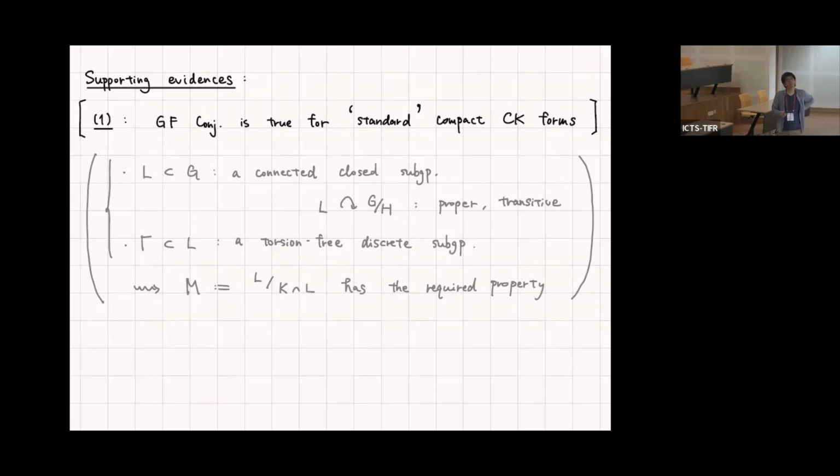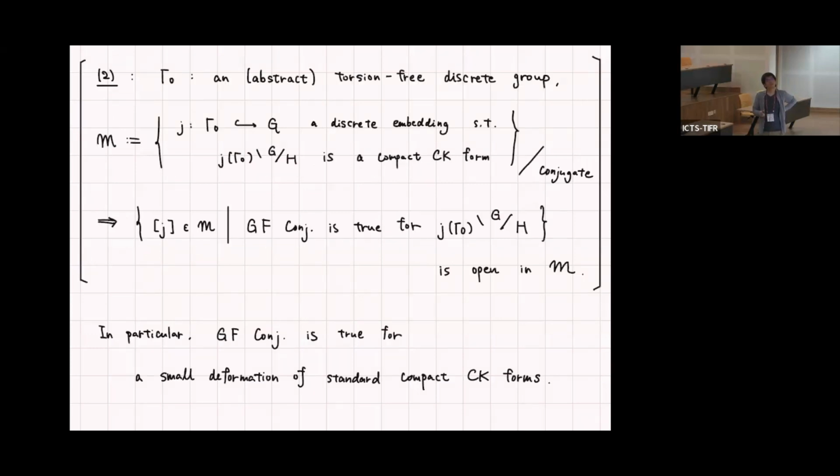Okay, so there is some supporting evidence for this conjecture. Namely, first, this geometric fibration conjecture is true for standard compact quotients explained in Kobayashi's talk. And it is not difficult to see. And also, the validity of the geometric fibration conjecture is an open condition. Namely, you can consider the moduli space of all compact Clifford-Klein forms with a given abstract torsion-free subgroup.